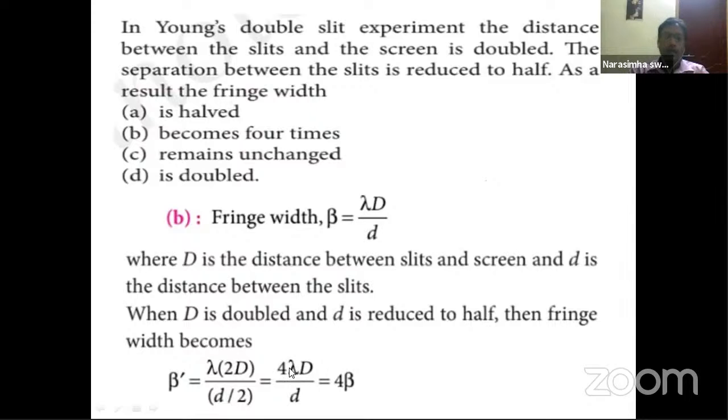So again you got lambda D by d here, similar to this. So finally how much fringe width are you getting? 4 times. If the slit separation is half and the screen distance is doubled, then the fringe width will increase 4 times. Okay, right? So these types of problems will be asked in the exam. Okay, now we'll move to the next problem.